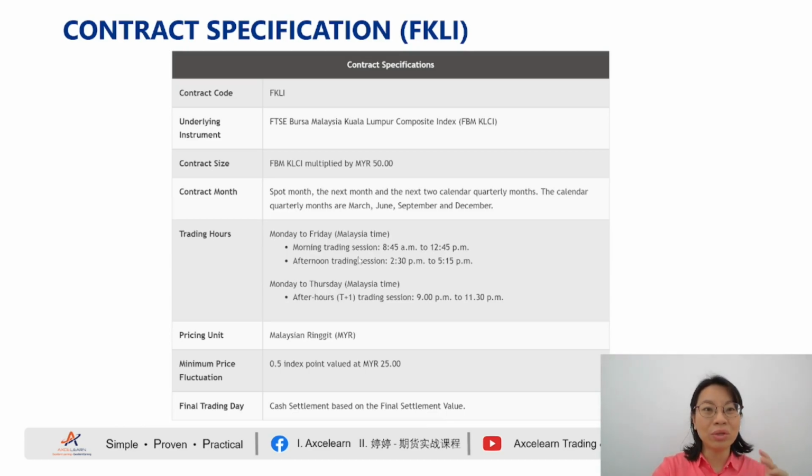Then you can see that we are going to start with the first one, which is the contract code, for example your FKLI. We call this in short form FKLI. And the underlying instrument is like our mother, our parents, because we derive from our parents. The futures product itself is a derivative product.